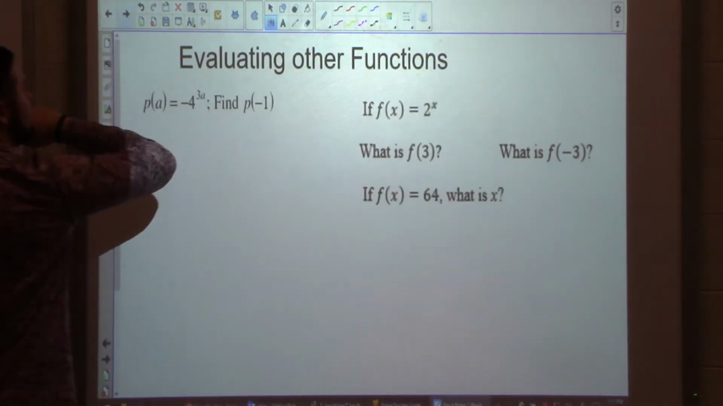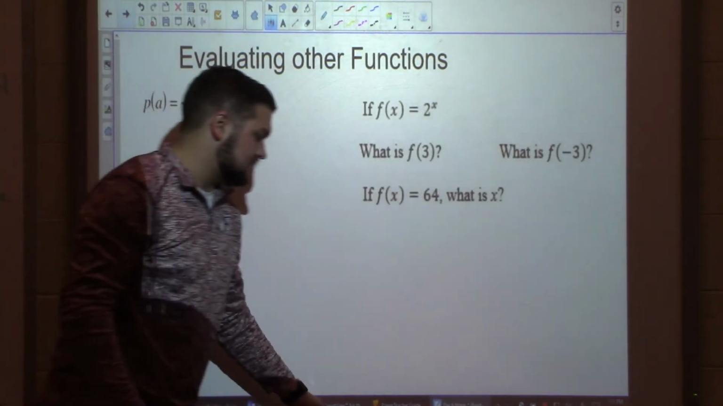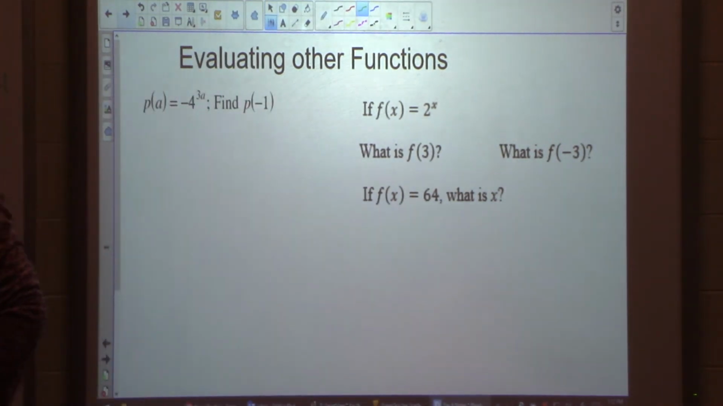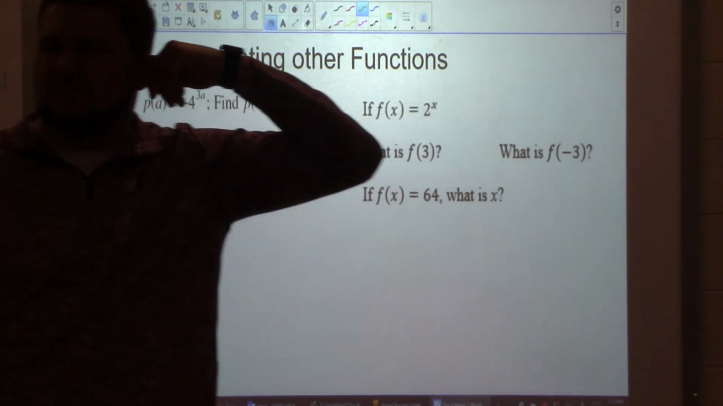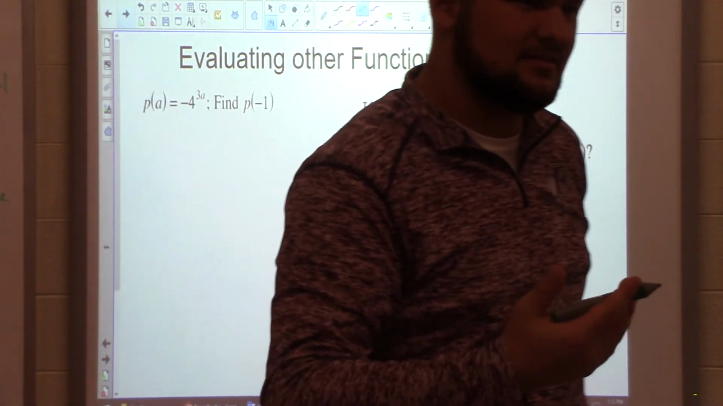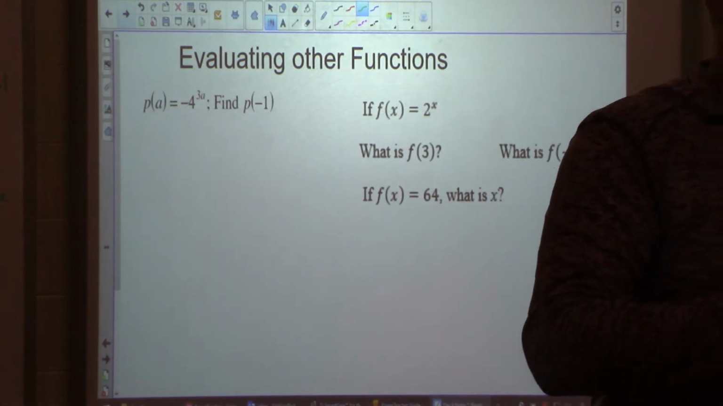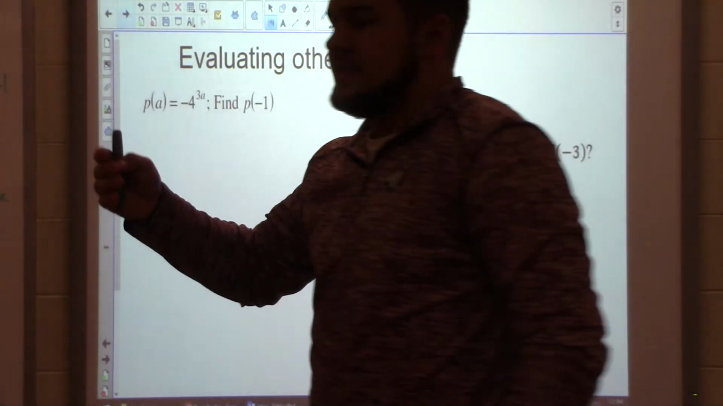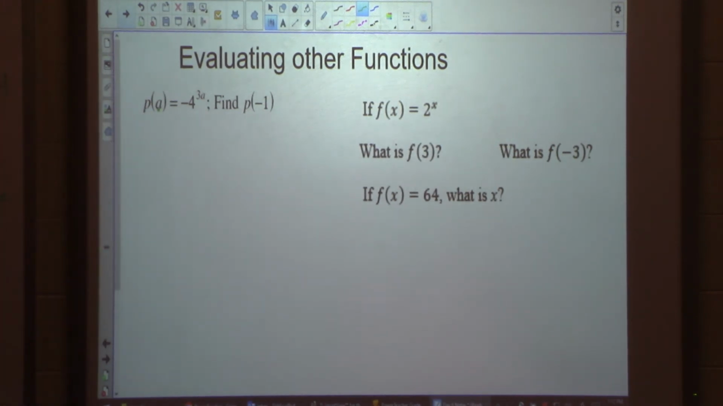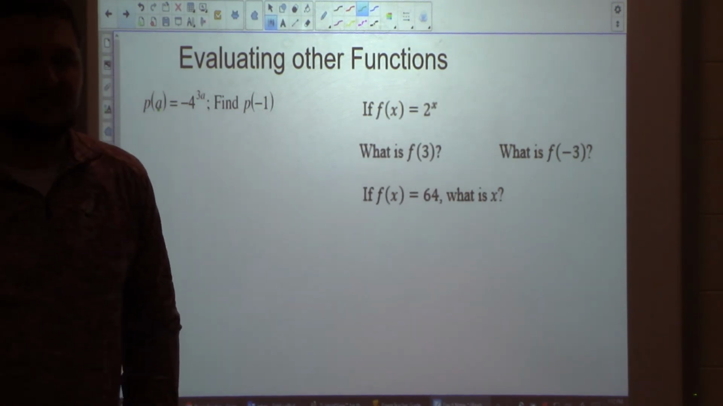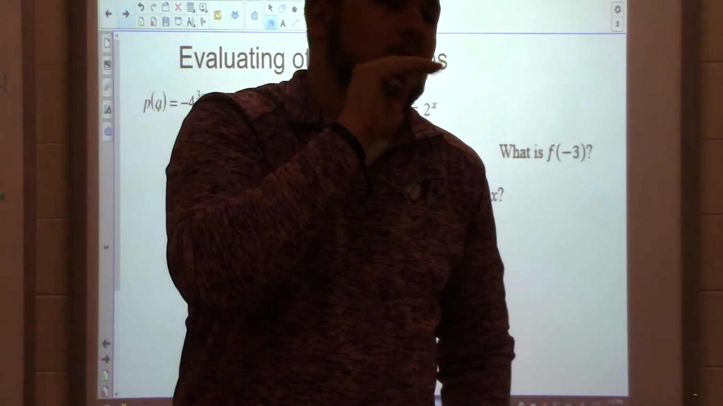Let's keep chugging. So, evaluating other functions. Hey guys, question for you. We've had f of x, we've had g of x, we've had p of a. We're going to have h of x, things like that. Does the letter in front mean anything? No, right? It's just like a variable. Variables can be any sort of letter. This is just saying the p function with respect to a. f of x is the f function with respect to x. It's a placeholder basically telling you what type of function we're using.